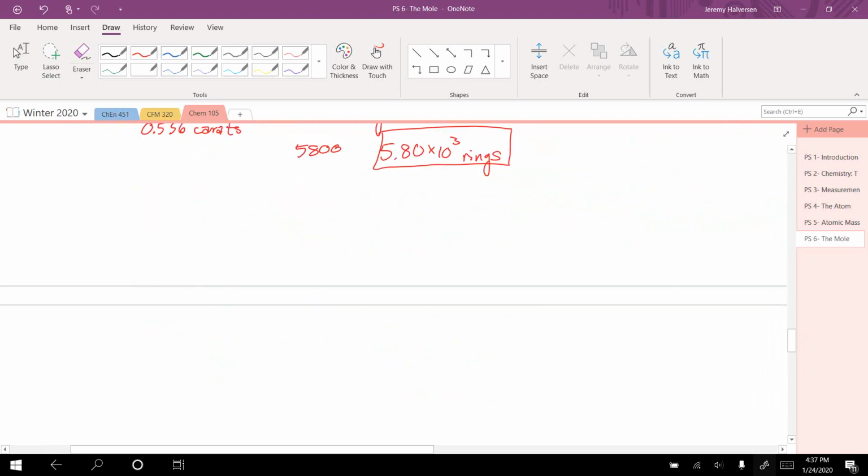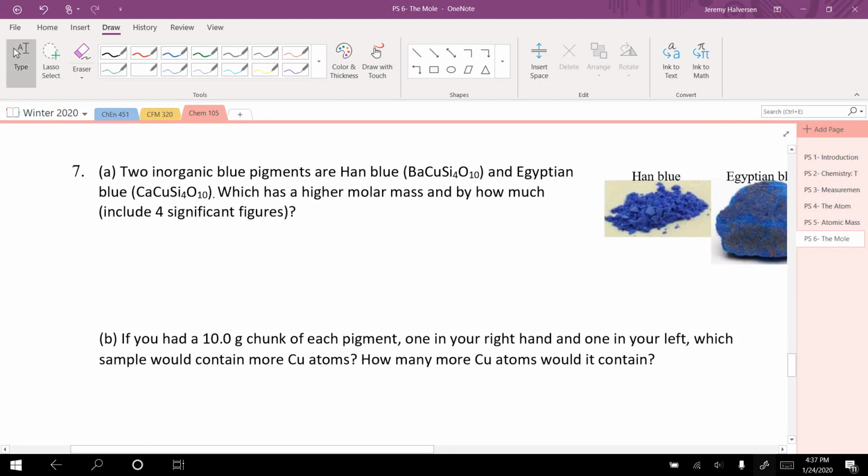Sweet. All right, number 7. Two inorganic blue pigments are Han blue and Egyptian blue. Which has a higher molar mass, and by how much? Okay, so in order to do this, we are going to have to calculate the molar masses.